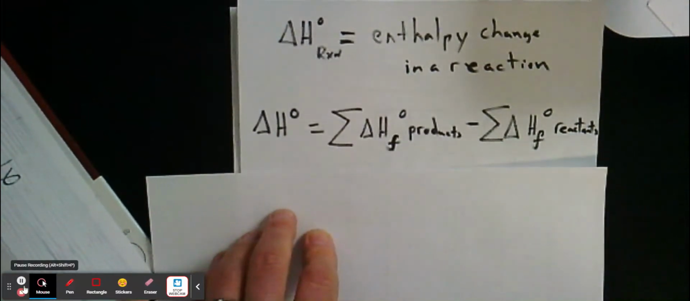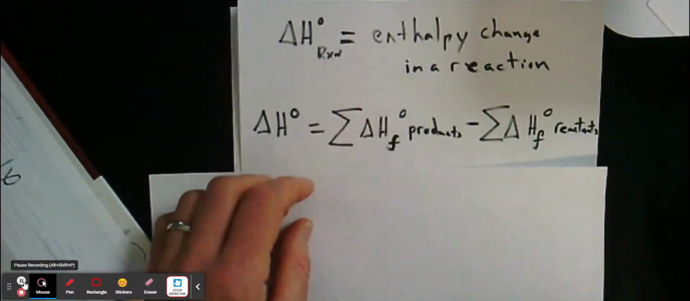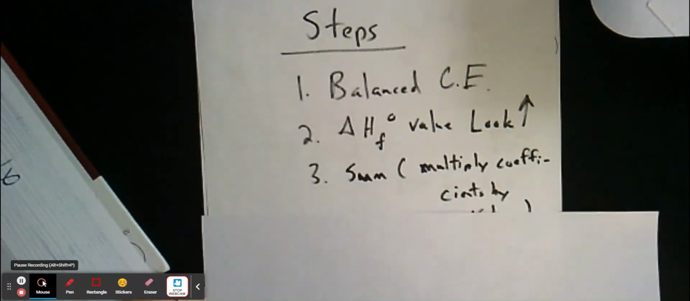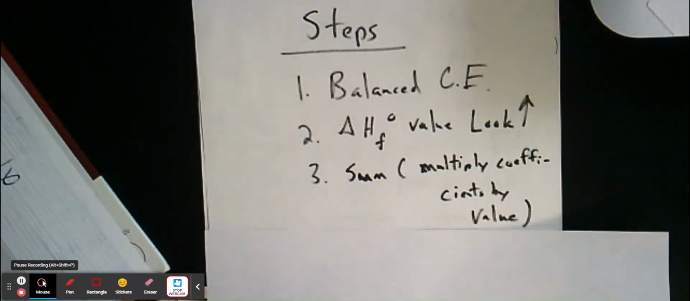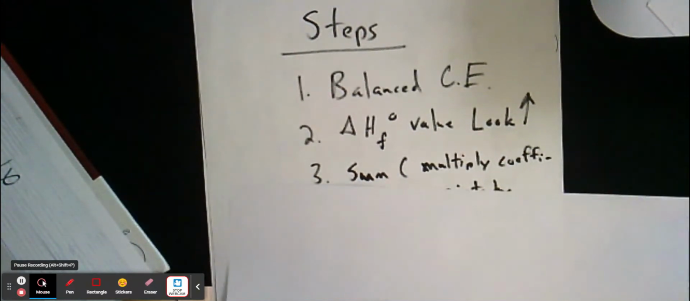All right. Let's look at the steps, and then look at some examples. Our steps: you need a balanced equation. You find your values, and you just have to remember you're going to be multiplying your coefficients by your value, because all of the values are for 1 mole.